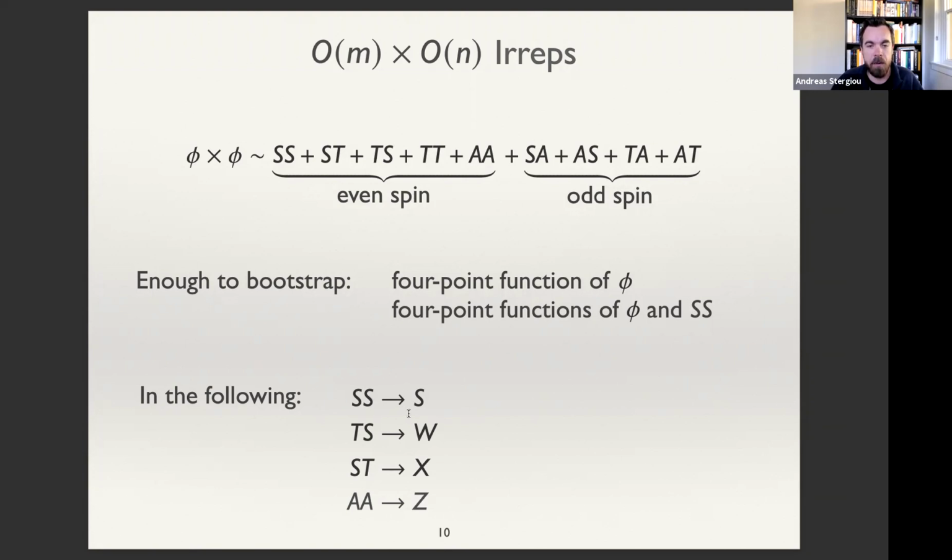I will call this SS, I will just call it S, the singlet. In the plots, you will see TS will be what I call W, ST will be what I call X, and AA will be what I call Z. By these I mean the spin 0 operators in these sectors, which of course have spin 2 and even spin operators.